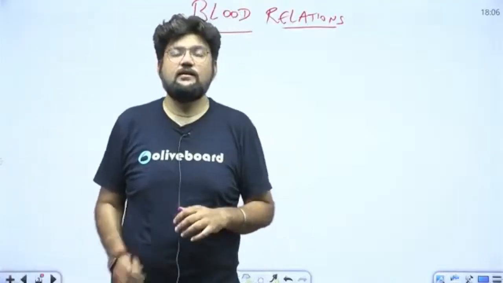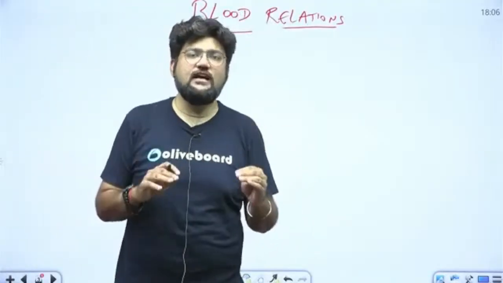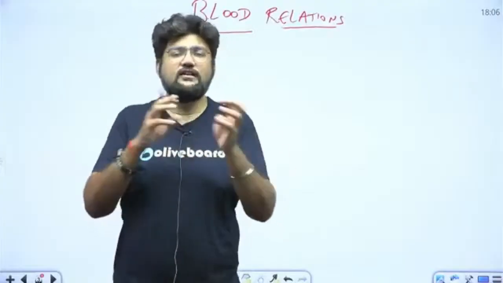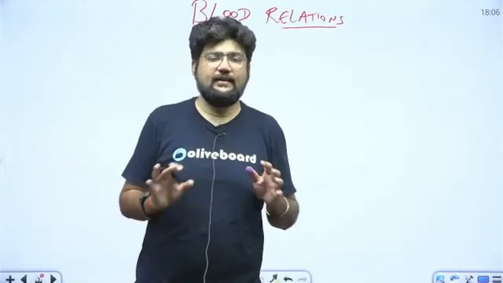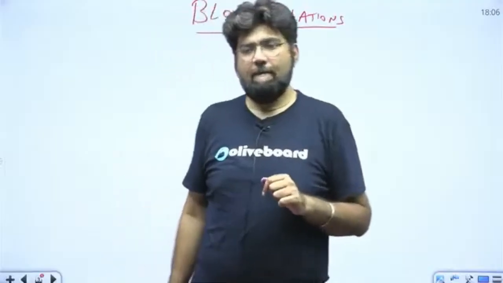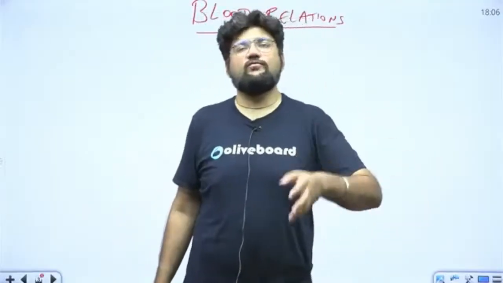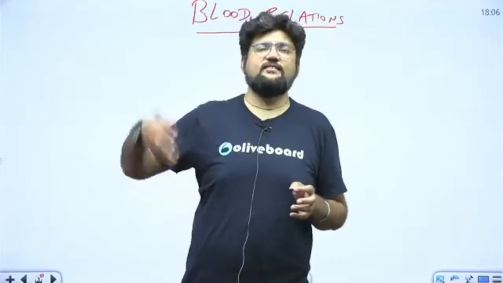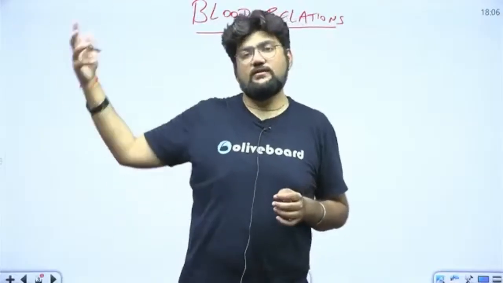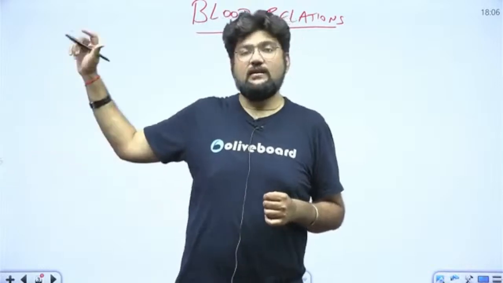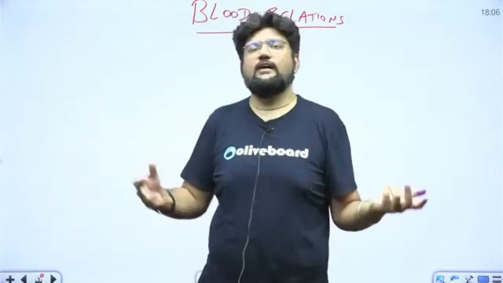So what happens is, under blood relations, the questions are given to you in an indirect form mostly, and you have to convert the relationships and get your direct answer. Okay, clear? So questions like, if X is the brother of Y, Y is the sister of Z, Z is the father of W, W is the mother of G, G is the niece of P, how is X related to P? Something of that sort.